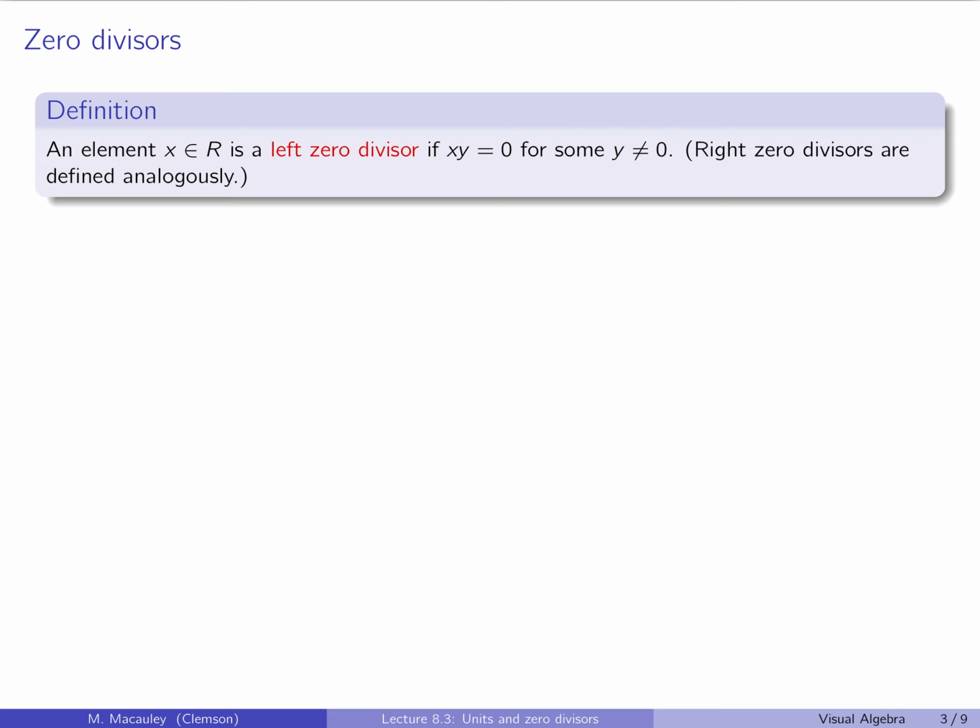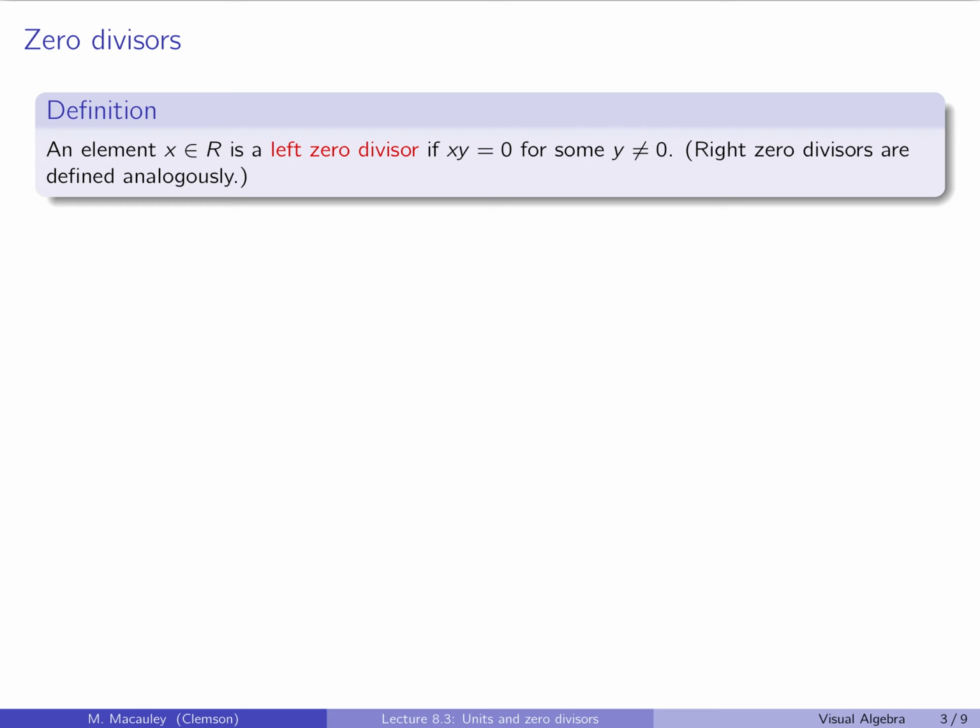After units, our next type of element to introduce are zero divisors. An element x in a ring R is a left zero divisor if x times some non-zero y is equal to 0. And we can define right zero divisors analogously. To be honest with you, I can never remember if this definition is left zero divisor or right zero divisor. In other words, do we say left because the element is on the left, or do we say right because we are multiplying on the right? At the end of the day, it doesn't matter as long as we're consistent, but this is the correct definition.